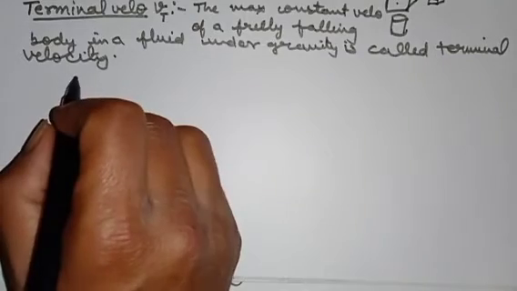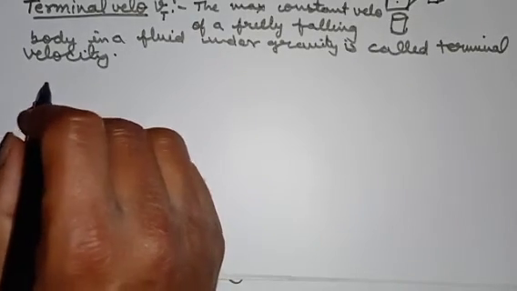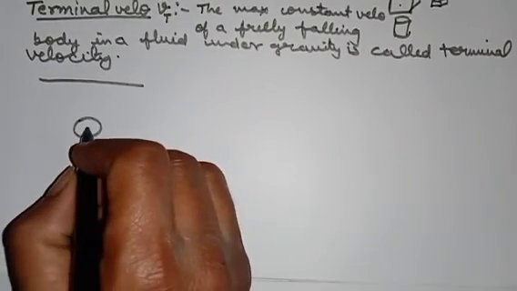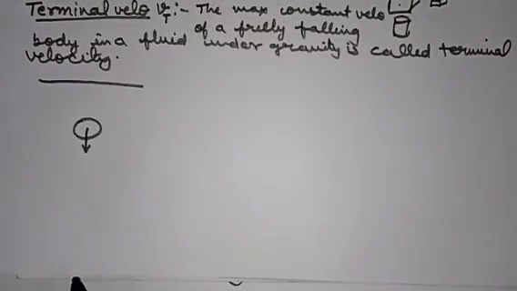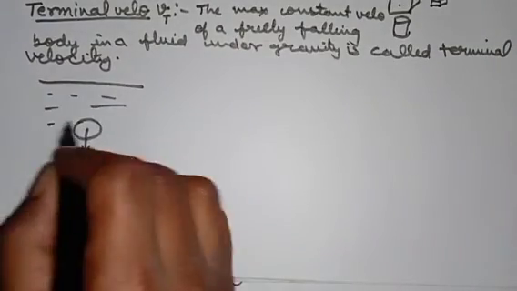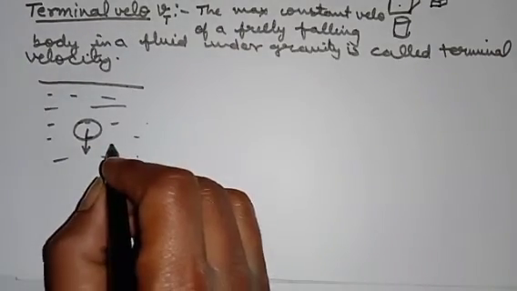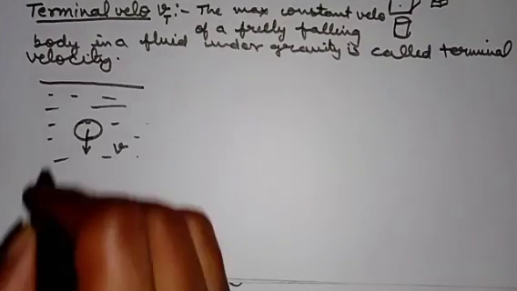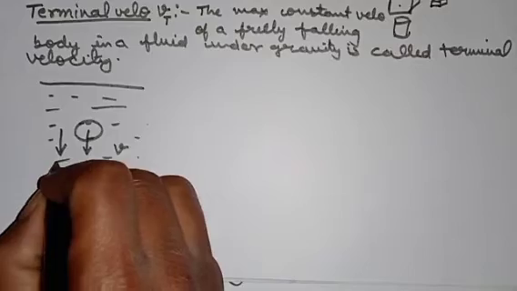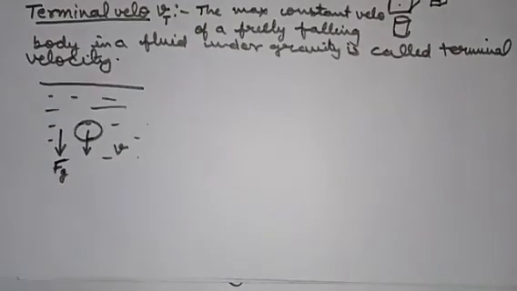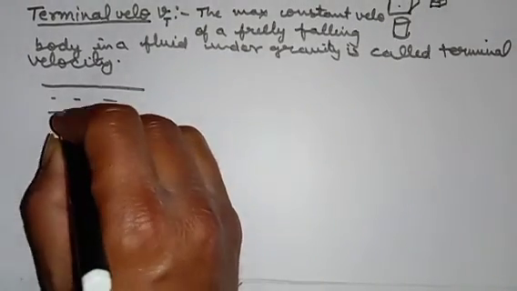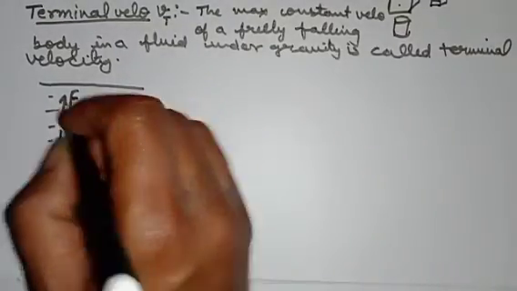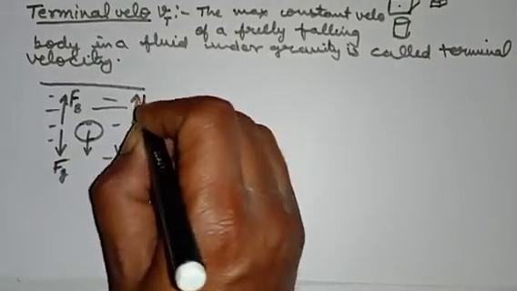So let us suppose we consider a case in which this round shaped object is moving through the fluid with velocity v. So there are three forces acting on this body. First one, its weight, I write it Fg. Second, buoyant force acting upward, Fb. And third thing, viscous force again acting upward, Fv.